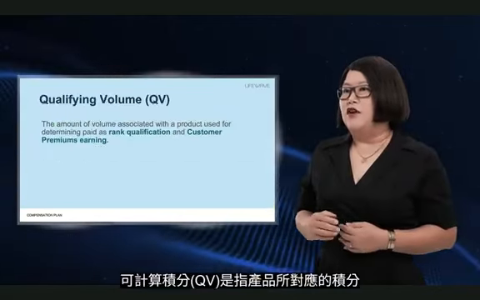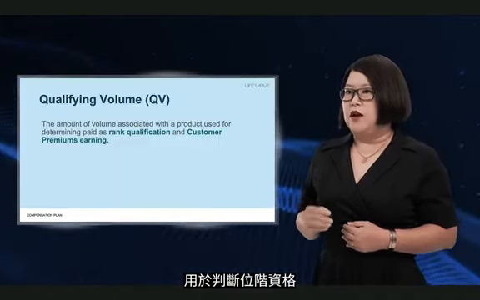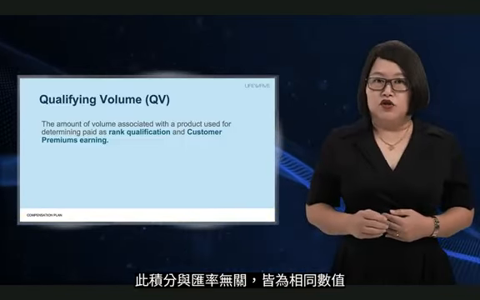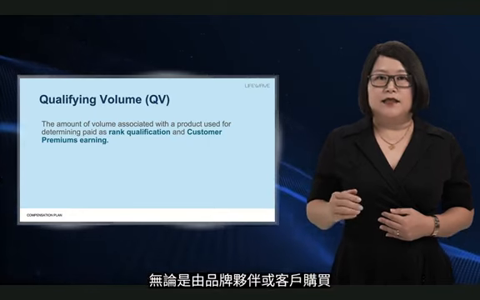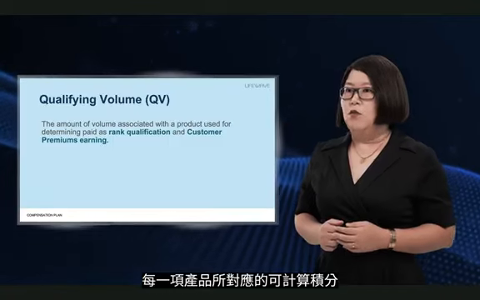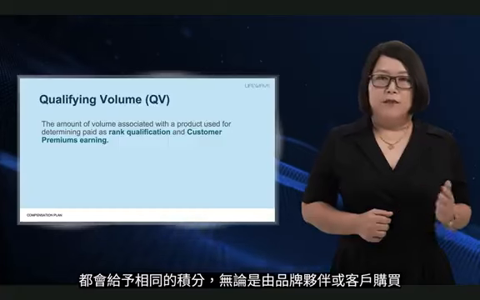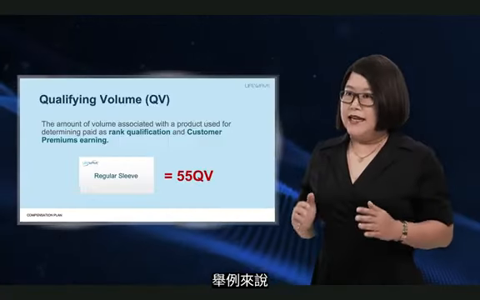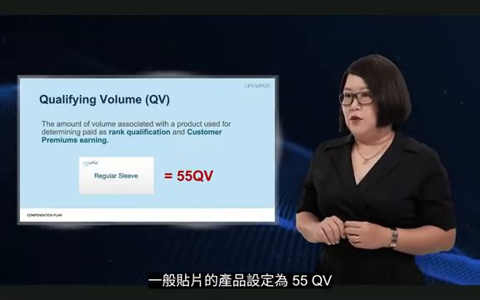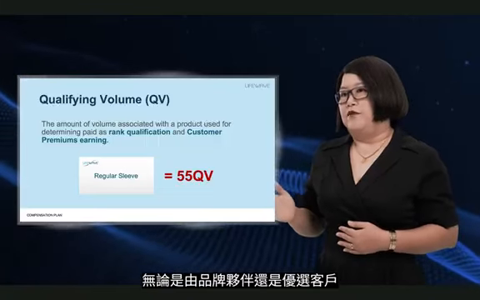Qualifying volume is the amount of volume associated with a product used to determine paid as rank qualification and customer premiums earning. This volume amount is currency neutral and is the same for customers and brand partner purchases. In other words, the QV, or qualifying volume, awarded for each product will be the same, regardless of who purchased the product, brand partner or customer. As an example, a regular sleeve of product is assigned 55 QV, and this amount is the same whether it is purchased by a brand partner or a preferred customer.